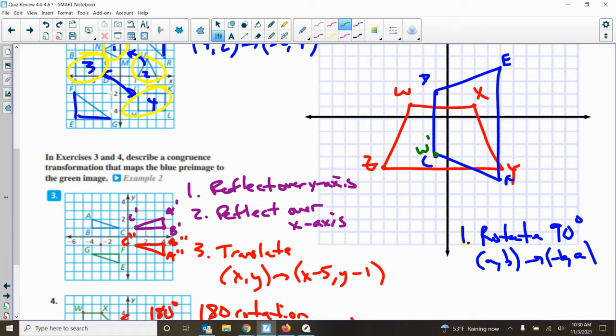Do the 90-degree rotation. We get (4, -5). This works again, so I think we're going to be good to go. That's going to be Z prime.